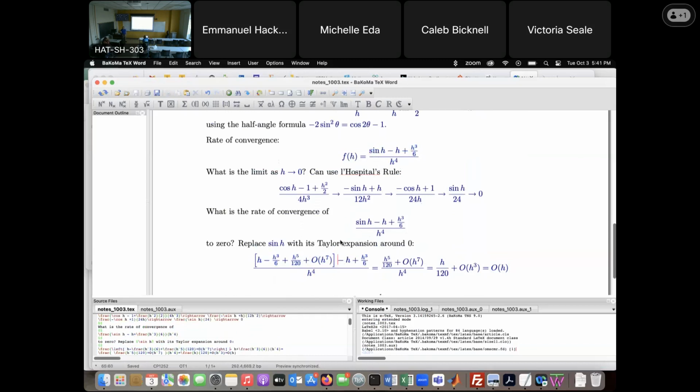That's how these kind of rate of convergence problems are worked out. If you have a function like sine h that's not a polynomial, you replace it by its Taylor expansion, which is essentially a polynomial, and then you can simplify to get the rate of convergence. There was a problem like this on homework 2, where you had the exponential e to the h, and that was replaced by a Taylor expansion. The same approach.